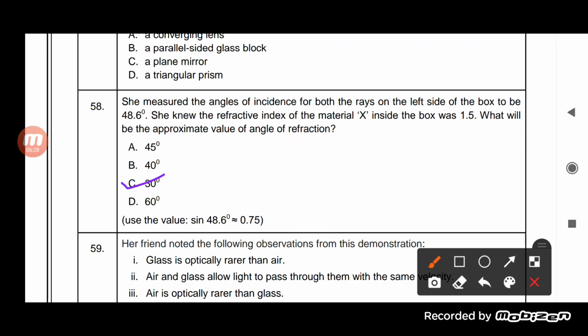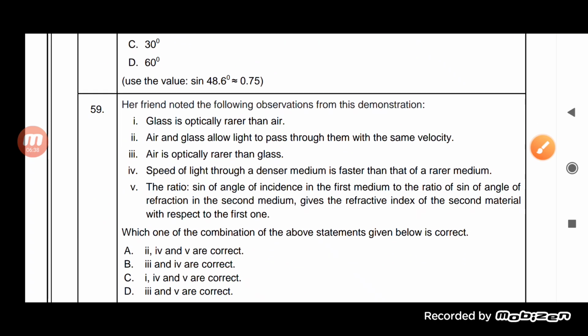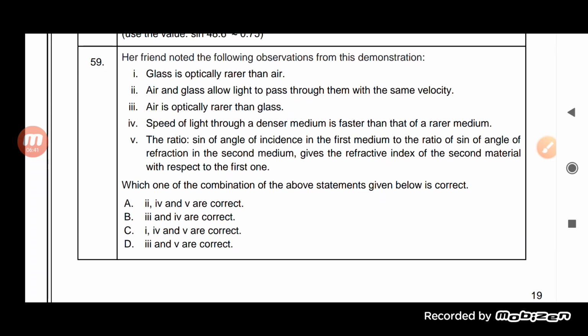So we got the angle of incidence, which is 48.6 degree, and the angle of refraction, which is 30 degree. Now let us move on and see the next question. Her friend noted the following observation from this demonstration. First one, glass is optically rarer than air.